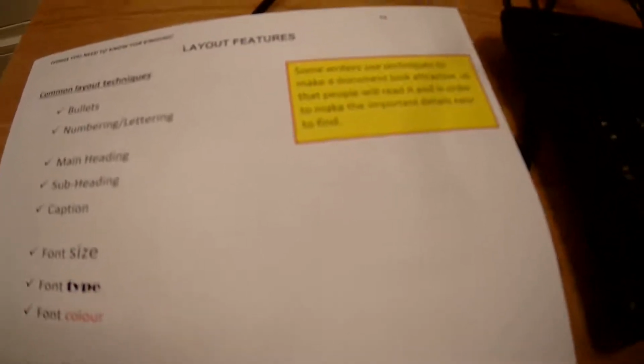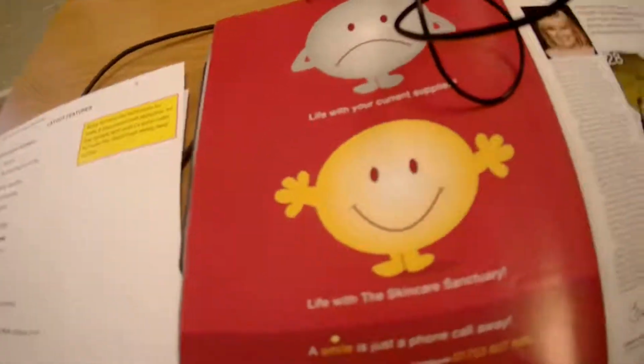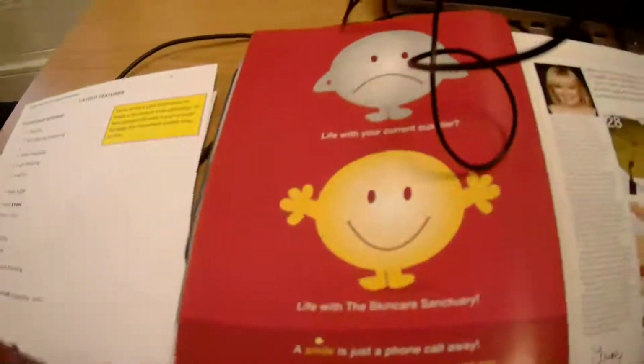So layout features basically are things that we use to make a document look more attractive and to get the audience attention to the bits that we think are most important. So if you have a wee look at this, it's just a page from a magazine called Health and Beauty. And if you have a look at this page, you can probably identify quite a few layout features.